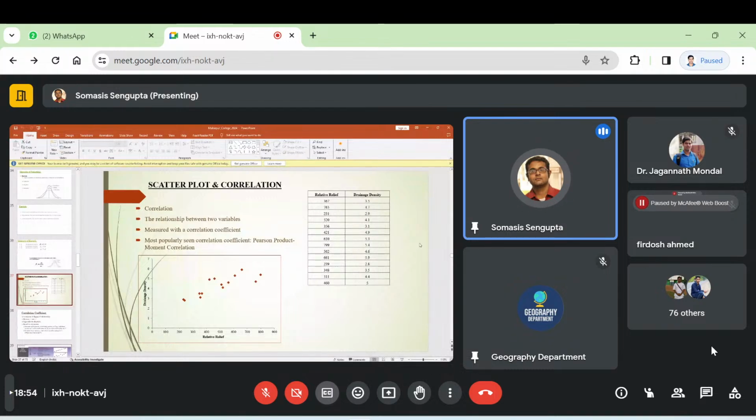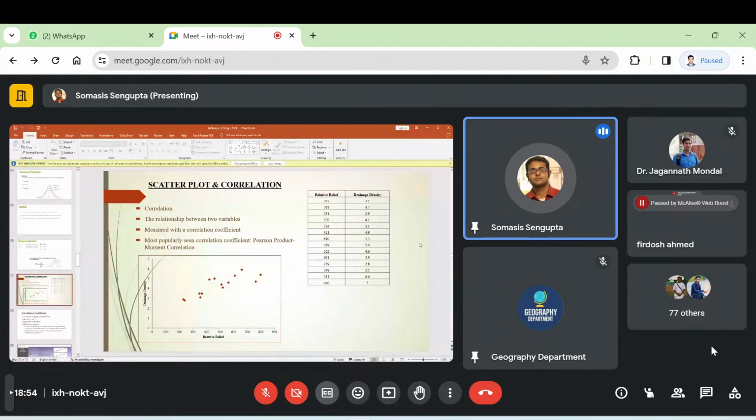When I say inferential statistics, that means I am drawing certain conclusions from the data sets. First of all is the scatter plot and correlation. When there are two variables, suppose in this case you have relative relief and drainage density. These are two parameters in geographic literature. I have a sample data set for each river basin: the average relative relief and the drainage density. I want to see whether there is any significant relationship between these two parameters.